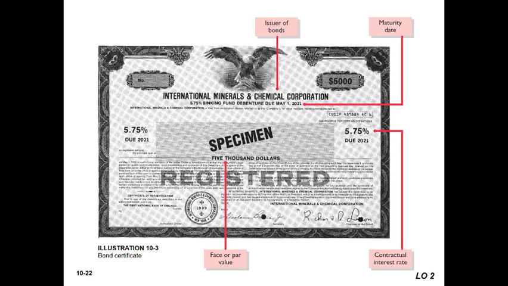Within this bond debenture will be all the terms that apply to it. It'll state how often interest is paid, what the general rates are, so on and so forth.